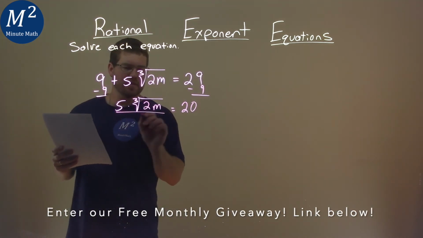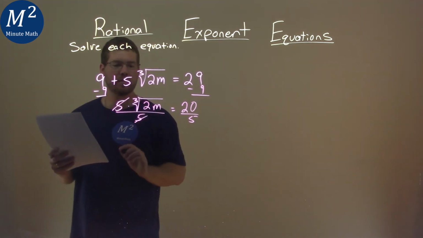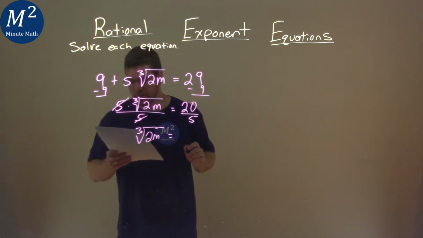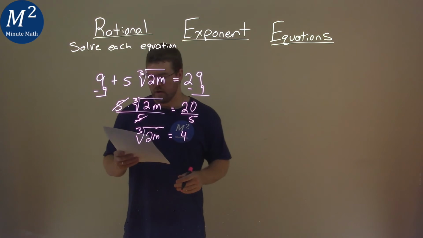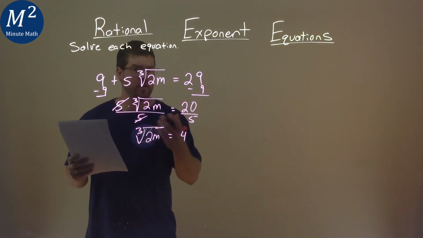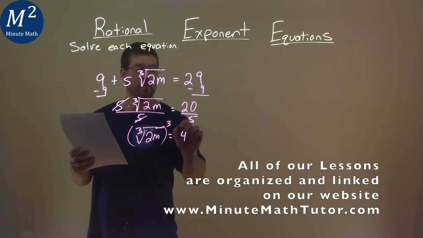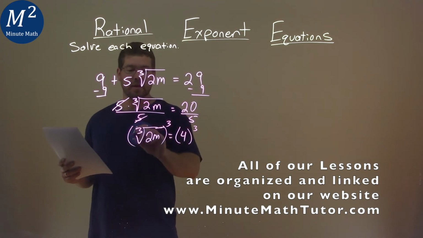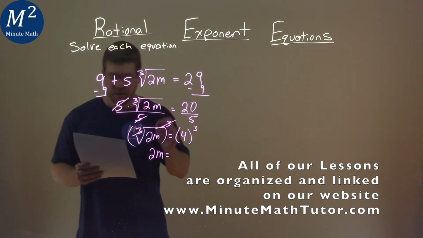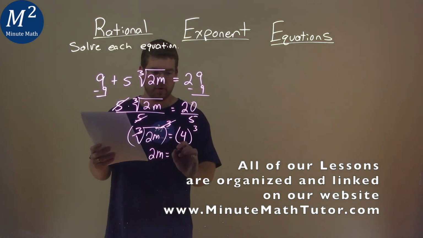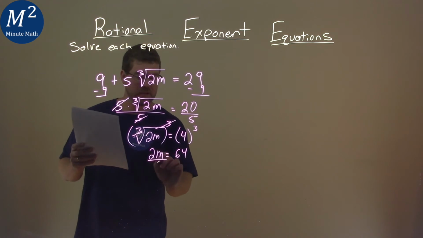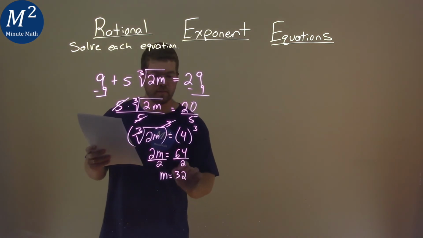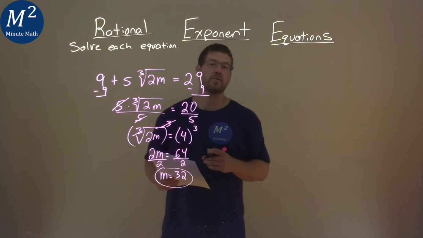Multiply by a 5 here, so let's divide by a 5 to get rid of that. 5's cancel, and the 3rd root of 2m is equal to 20 divided by 5, which is a good old 4. Well, to get rid of a 3rd root, we can take the whole thing and raise it to the 3rd power. They cancel each other out. Just make sure we do it to both sides. So 3rd root raised to the 3rd power eliminates them, and we're left with a 2m here. But 4 to the 3rd power is a good old 64. Divide both sides by 2, and m is now by itself, and 64 divided by 2 is a 32. And so my final answer here is m equals 32.